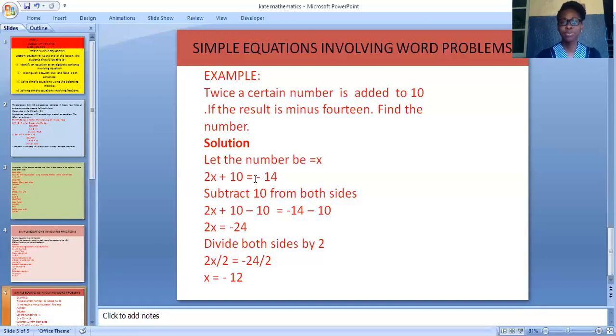Book 1, Chapter 14, to read more on simple equation, and for you to also get more examples on open sentence, true sentence, false sentence, using balancing method to solve simple equations, also solving equations involving fractions, and also solving simple equations involving word problems.